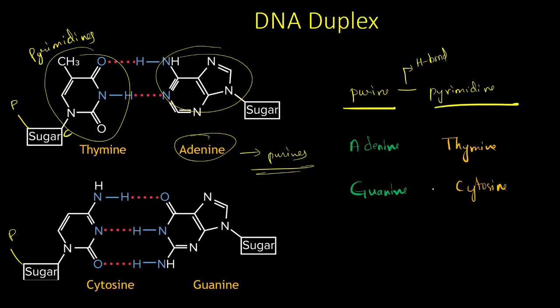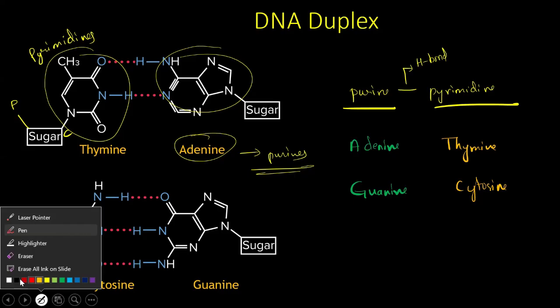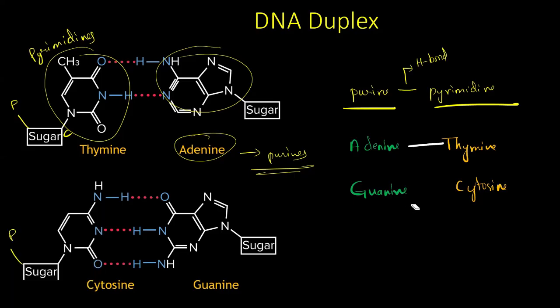So can adenine join with cytosine? No. There are complementary base pairs, we say. That means adenine can only bond with thymine. Guanine can only bind with cytosine. So see here, adenine always binds with thymine with the help of a hydrogen bond, and guanine will bind with cytosine with the help of hydrogen bonds.